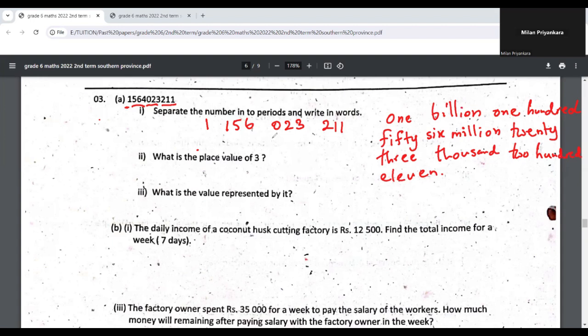So what is the place value of 3? So this 3 is here. Now first you get the ones place, then the tens place, then the hundreds place, then the thousands place. The place value of 3 is 1000. This is the place. What is the value represented by it? The value represented by 3 can be found out like 3 into 1000. Then it is 3000. Here, this 3 represents 3000, right? Okay, then let's go to part B. I hope you understand all these things. And if you have any doubts, just leave me a comment, right?